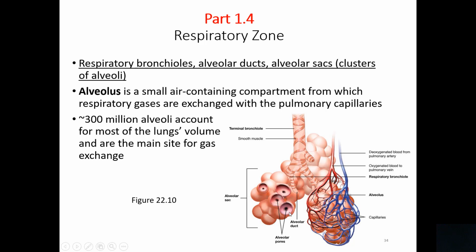Each alveolus is a small, usually round structure containing air from which respiratory gases are exchanged with the pulmonary capillaries. Here are the capillaries, and that's the exchange we're talking about. So oxygen goes to the blood from alveoli, and carbon dioxide goes from that blood into alveoli, and we exhale it. We have approximately 300 million alveoli in the lungs. It's a huge amount, and they are very small.